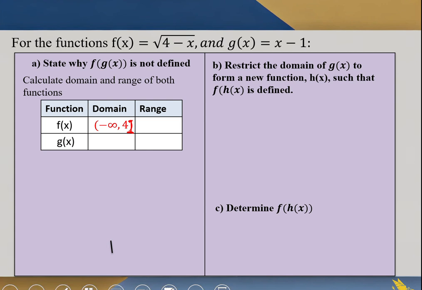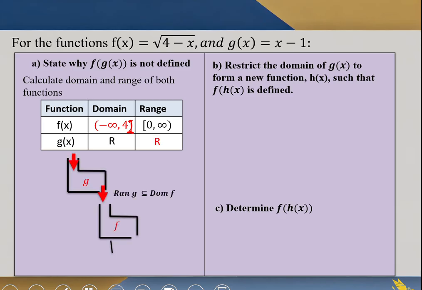So look at g of x. We know g of x is linear, which means its domain is all real numbers. If we move on now to the range. So the range of f of x. Again, the square root part has to be 0 or positive. So we know our range will be 0 to infinity. And our linear g of x, the range will always be all real numbers.